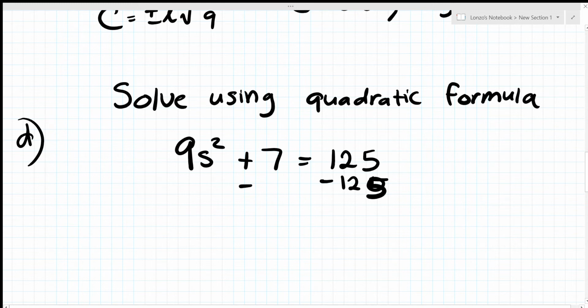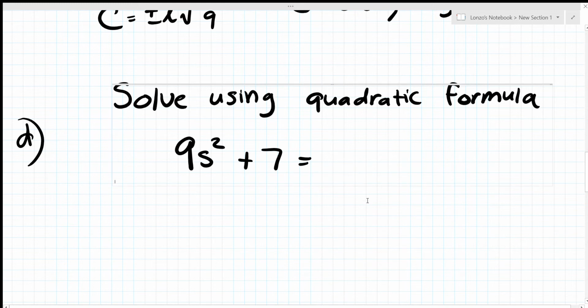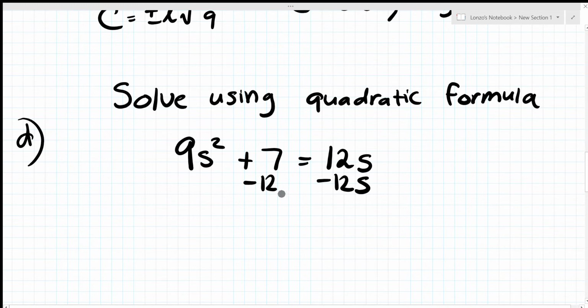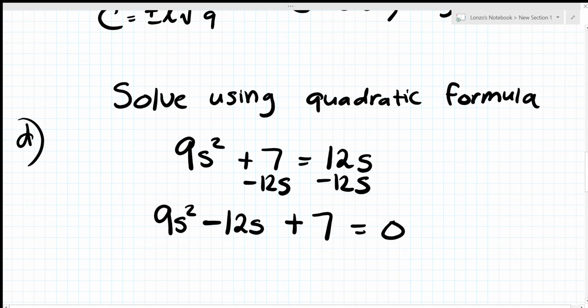Oops, excuse me. This is not 125, this is 12s. It looks like a 125, but it's just 12s. So now I just want to get rid of this 12s, so I'm going to move it to the left side by subtracting 12s from both sides. So I'm left with 9s squared. I'm going to put it in order, so my next term would be negative 12s plus 7 equals 0. Now I have it in standard form, with the right side equal to 0.